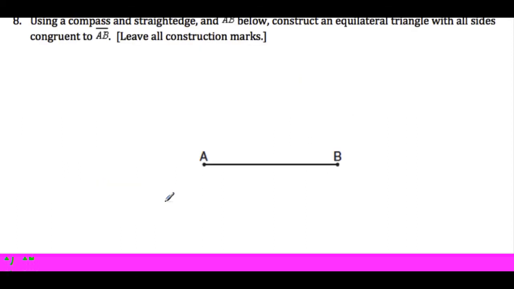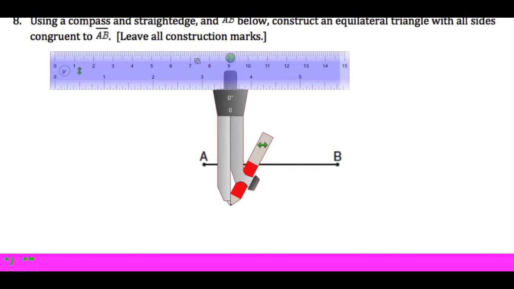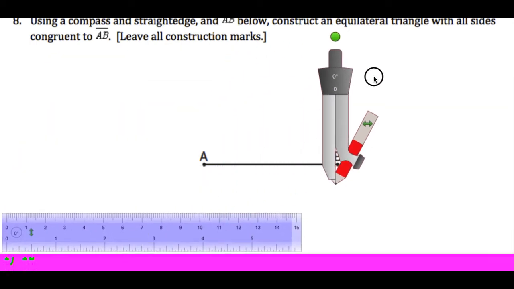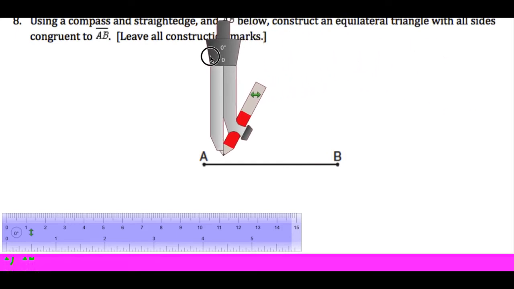Alright, let's look at number 8. Using compass and straight edge, so let me take out the compass and straight edge. So here, compass and straight edge. Alright. Now construct an equilateral triangle. So how are we going to construct the equilateral triangle?